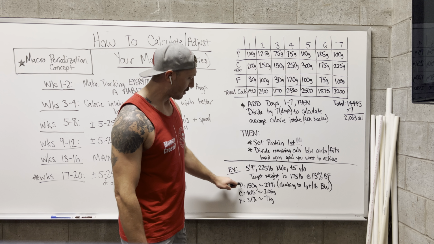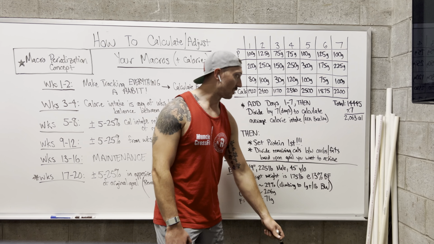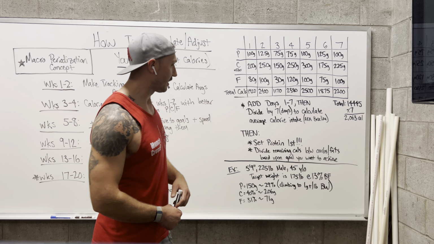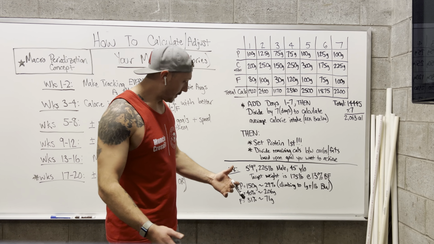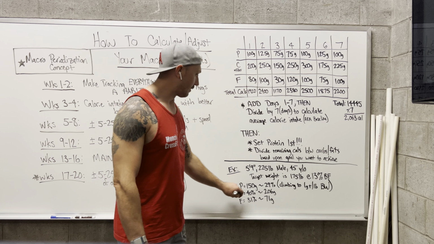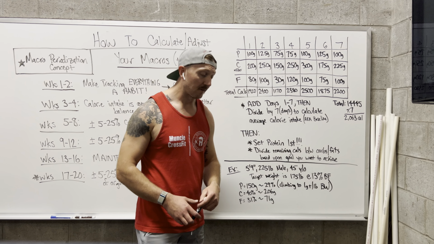So if I prioritize protein with 150 grams, that was about 29% of that 2,063 calories. And so that left over 71%, so I want to go around 40%, 206 grams in terms of carbs, 71 grams in terms of fats.